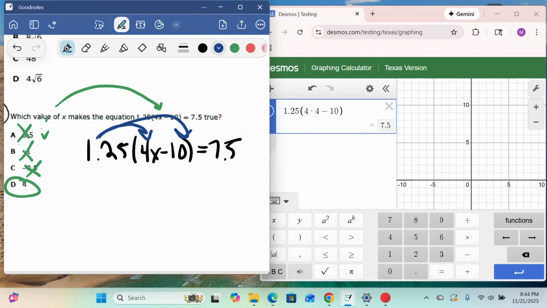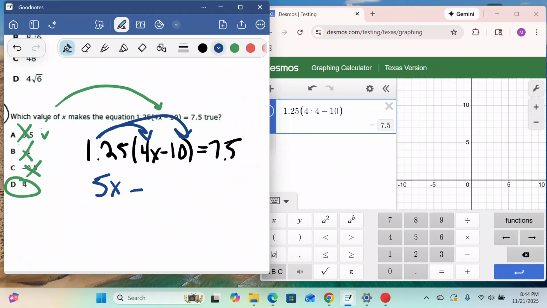I multiply 1.25 times 4x, which gives me a 5x. And I'm going to multiply 1.25 times the negative 10, and if you don't know how to do that, go ahead and input it into Desmos.